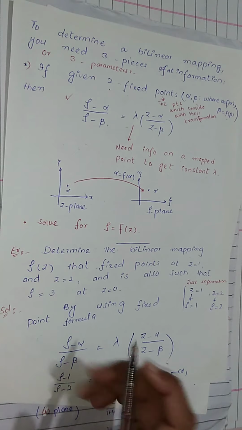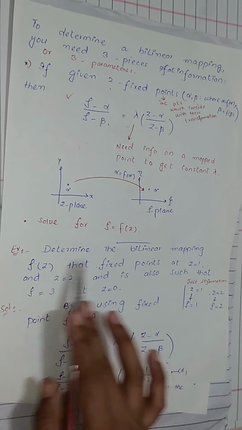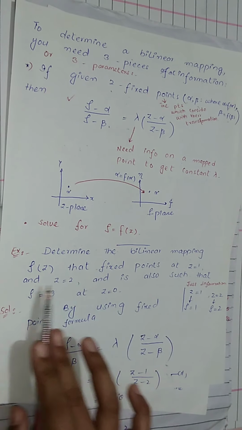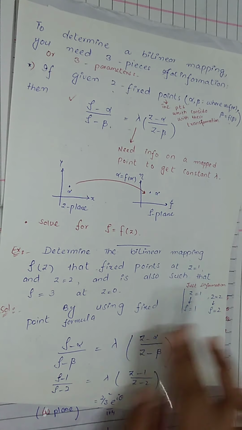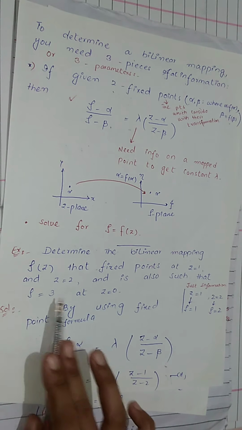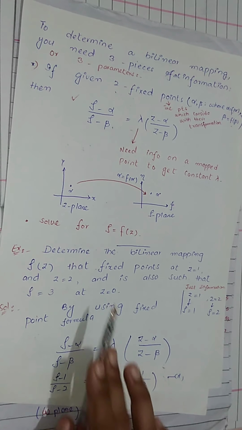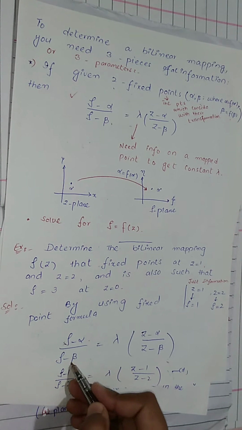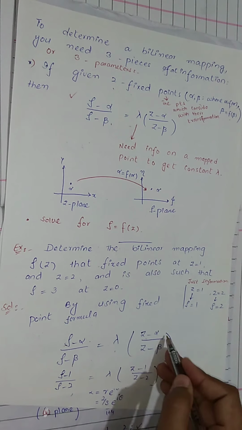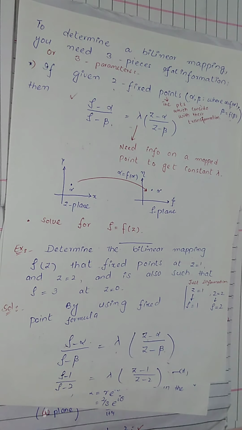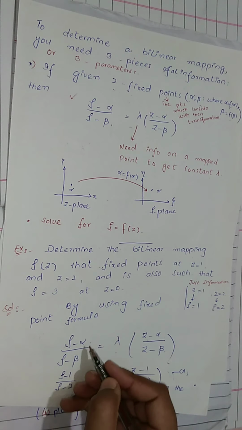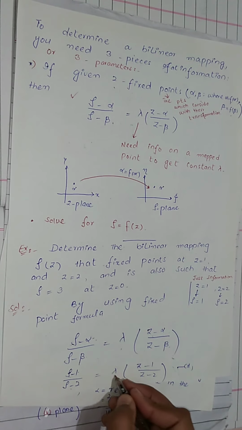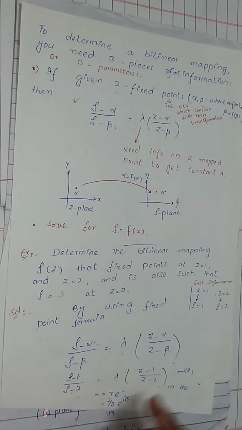We see an example of bilinear transformation. Determine the bilinear mapping xi of z that has fixed points at z equal to 1 and z equal to 2, and is also such that xi is equal to 3 at z equal to 0. By using the fixed point formula, we have xi minus alpha over xi minus beta is equal to lambda times z minus alpha over z minus beta. By putting the values of the fixed points alpha and beta, xi minus 1 over xi minus 2 is equal to lambda times z minus 1 over z minus 2.